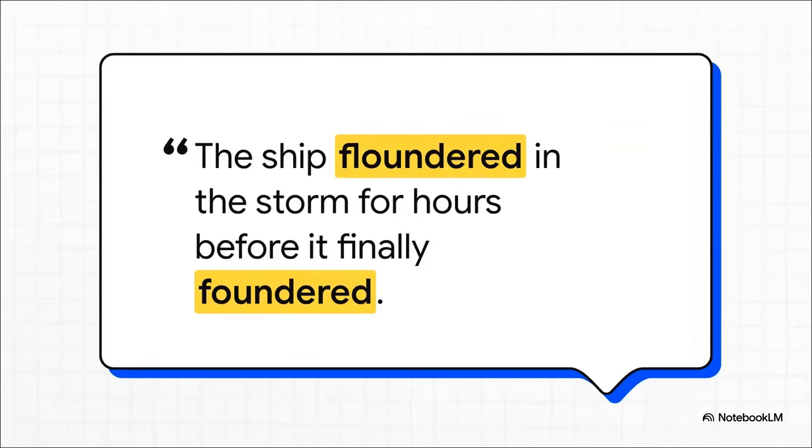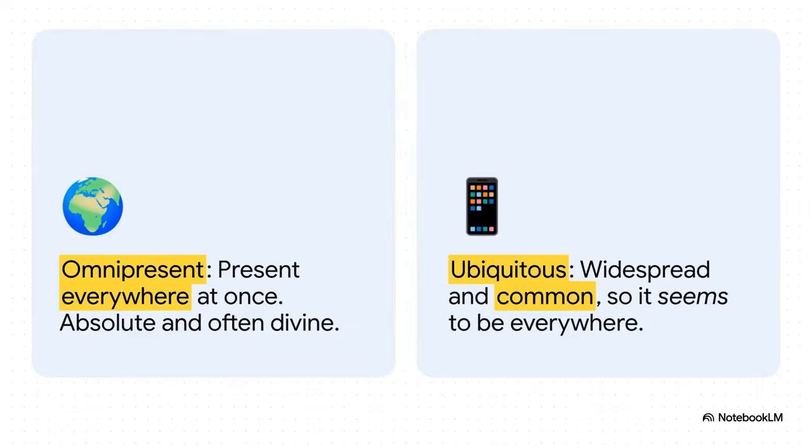Struggle, then total collapse. Okay, our last pair, omnipresent versus ubiquitous. This one's all about scale. Omnipresent is like a divine quality. It means literally being everywhere at the exact same time. It's an absolute. Ubiquitous is more down to earth. It's when something is so common and widespread that it just feels like it's everywhere. Think about smartphones. They aren't literally omnipresent, but they are absolutely ubiquitous.